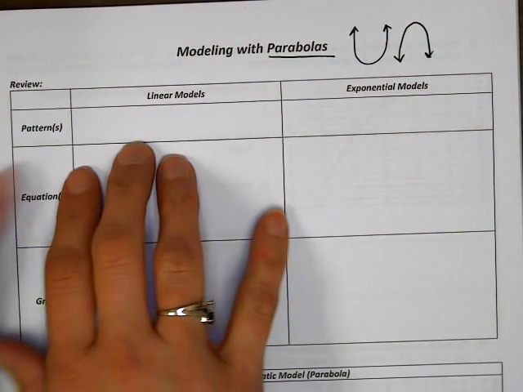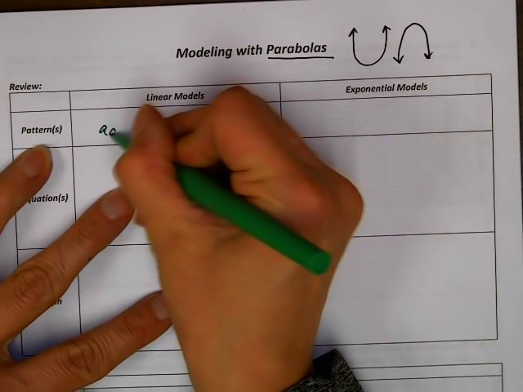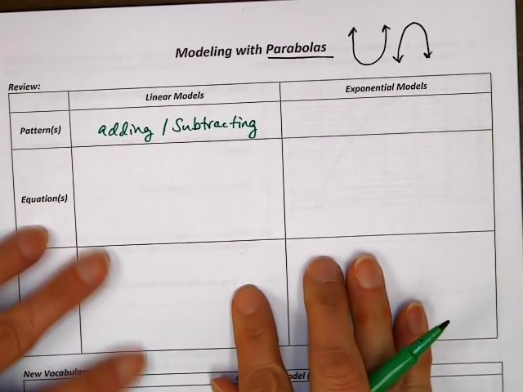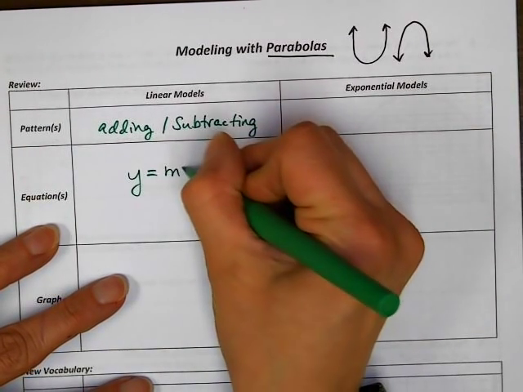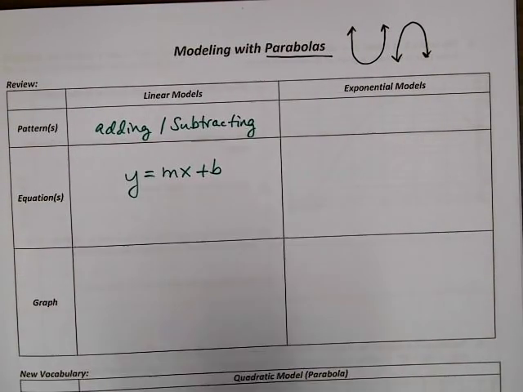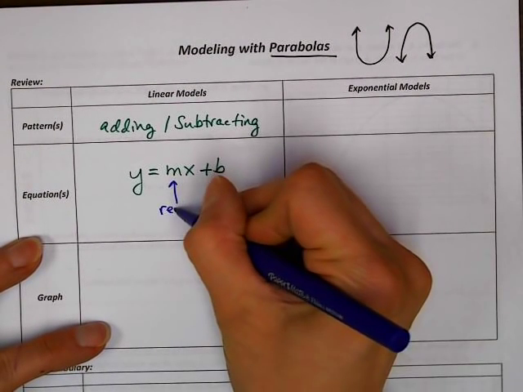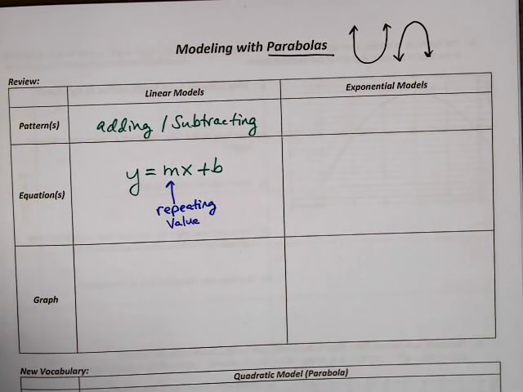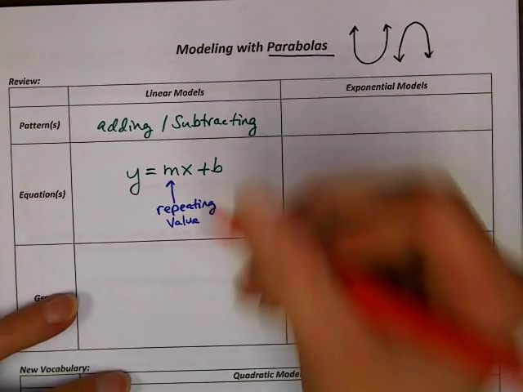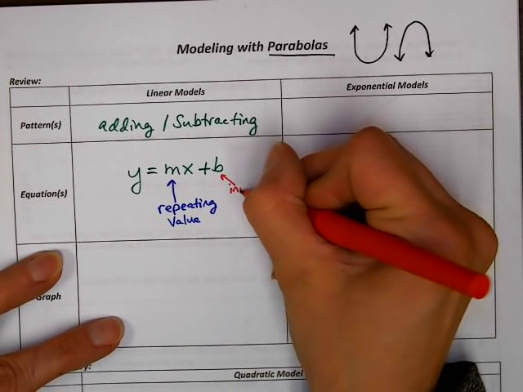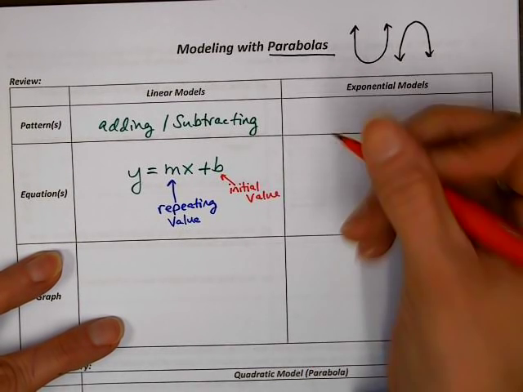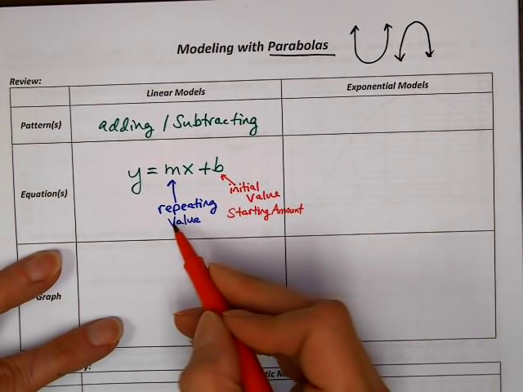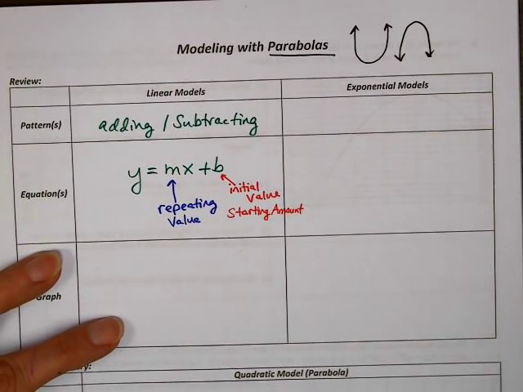You could have a linear model, and that would be if you are adding or subtracting. And so the equation for that was y equals mx plus b. And m was the slope, or the repeating value. I keep adding 2, up 2 over 1, up 2 over 1. And this right here, this is your initial value, we could say the starting amount. I know that we did this back in chapter 6. We start with a certain amount and then we add some more, add some more, add some more. That would be like the beginning of time.